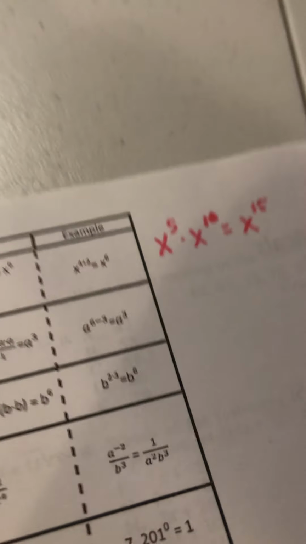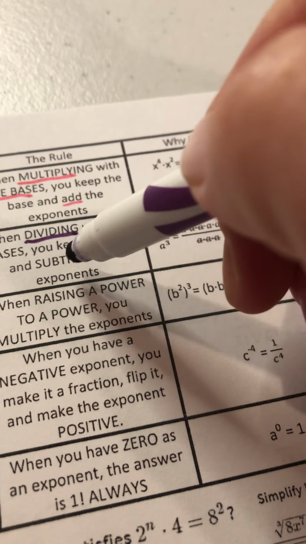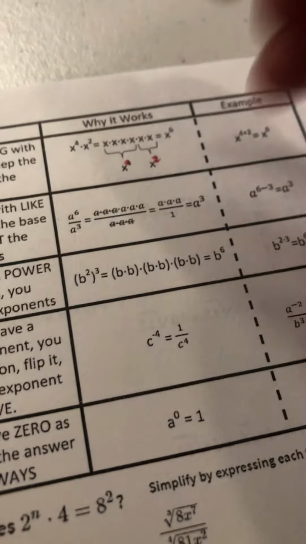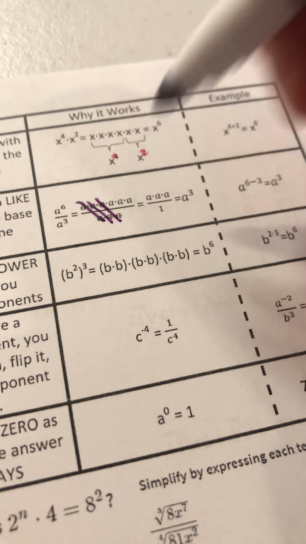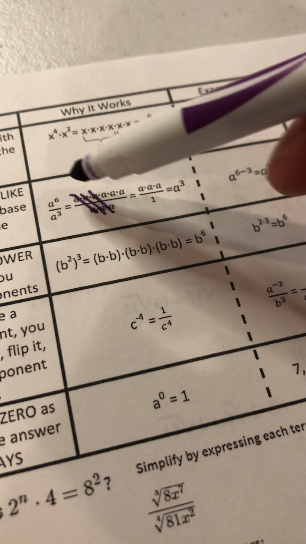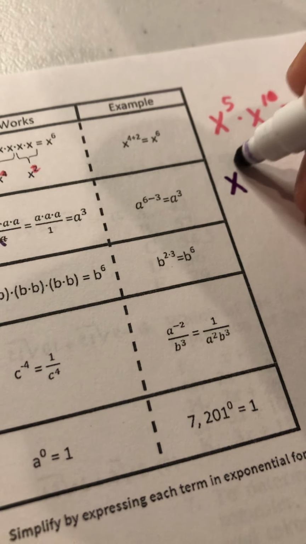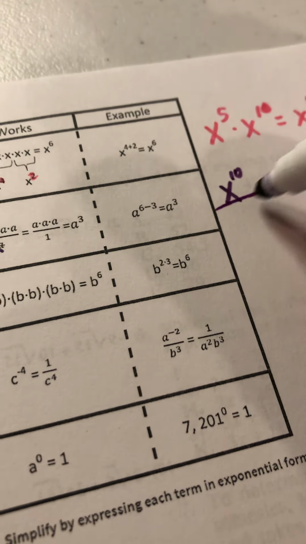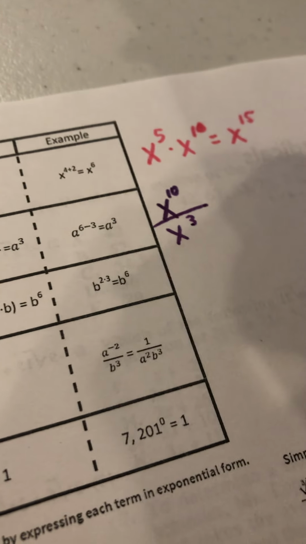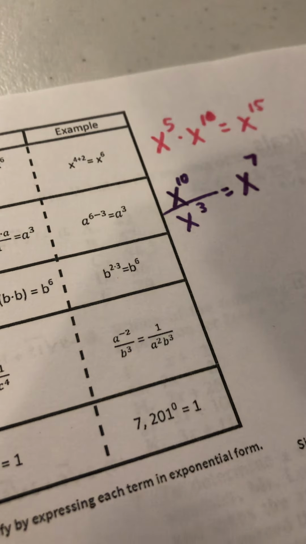All right, next one, dividing. If multiplying is adding, dividing is subtraction. Now they go like this, but that's not how we do it in math. We go like this, boom, boom, boom, right? And so we say if there's 6 a's on top and 3 a's on bottom, cancel out, we would have 3 left. So we're actually subtracting. So again, if I had x to the 10th divided by x to the 3rd, what would you have? I would hope you'd say x to the 7th, because 10 minus 3 is 7.